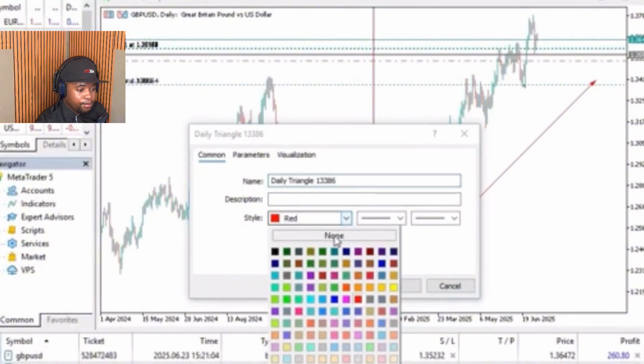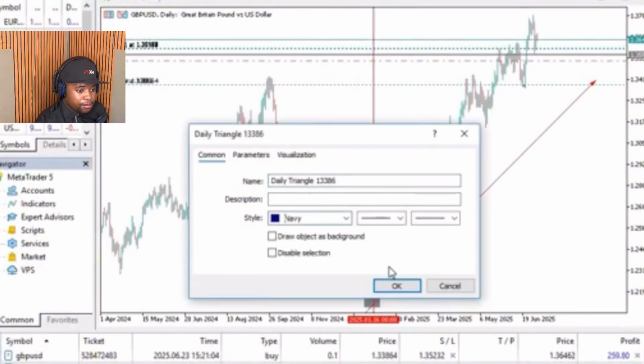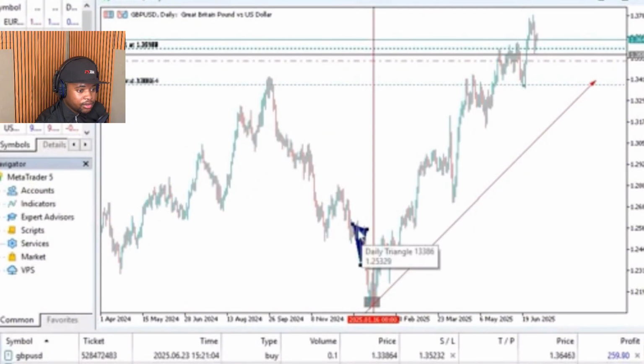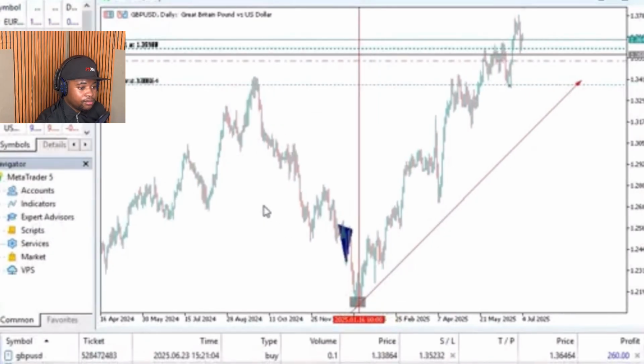Let's use a color that will make you able to see it. Okay, this is our first left shoulder. So with this pattern, this is what we call an inverse head and shoulder, where we have our left shoulder, right shoulder, and the head. So this is our left shoulder, head, and the right shoulder.